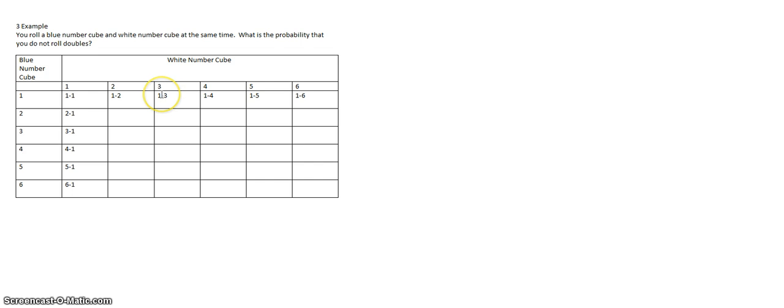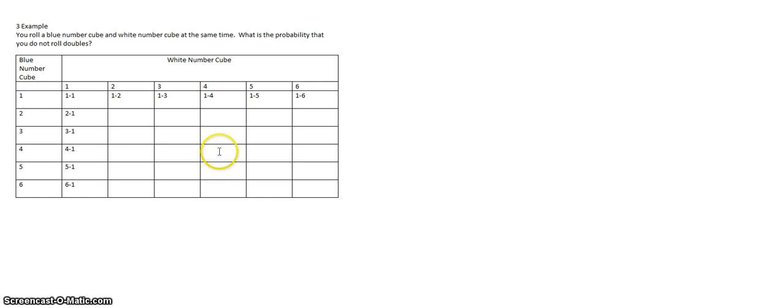And so for all of these, my blue is going to be the first number I write and the white is going to be the second number I write, because I'm going to roll a blue number cube and then a white number cube. So the next one is 1 and 3. Next one is 1 and 4. 1 and 5, so on and so forth. And you can see that this chart is already filled out.